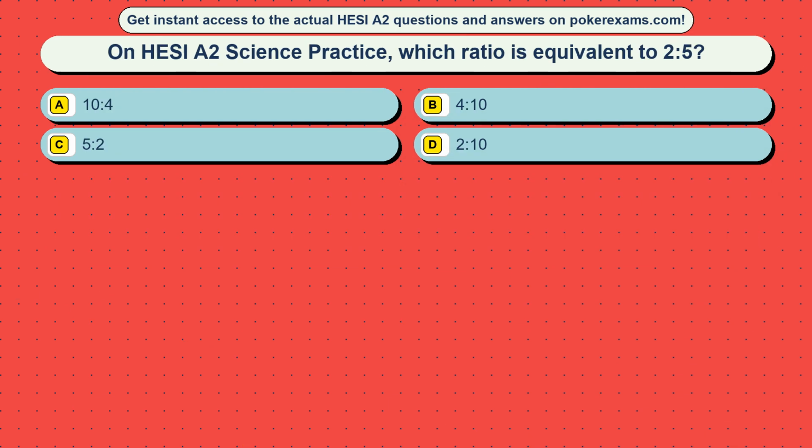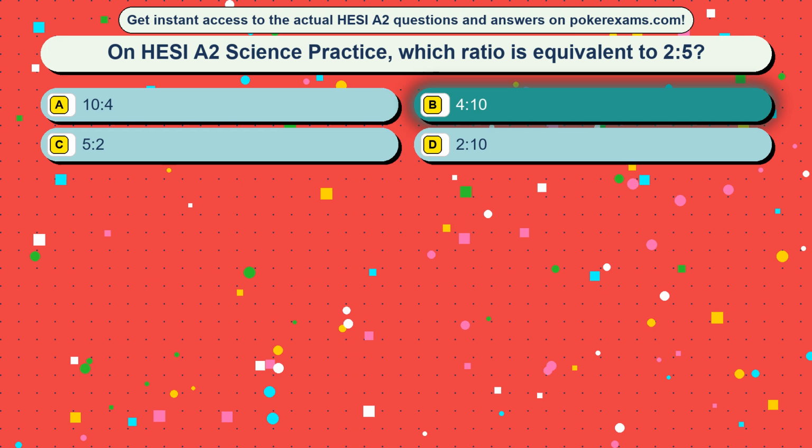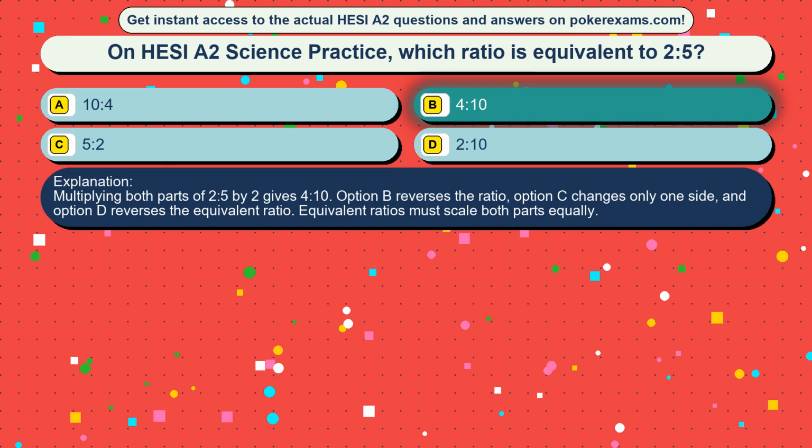Question 24. On HESI A2 Science Practice, which ratio is equivalent to 2:5? Option A, 10:4. Option B, 4:10. Option C, 5:2. Option D, 2:10. The correct answer is option B, 4:10. Multiplying both parts of 2:5 by 2 gives 4:10. Option A reverses the ratio, option C reverses the original ratio, and option D changes only one side. Equivalent ratios must scale both parts equally.